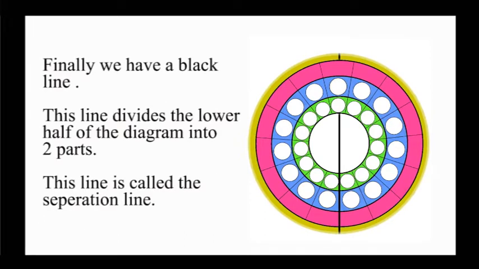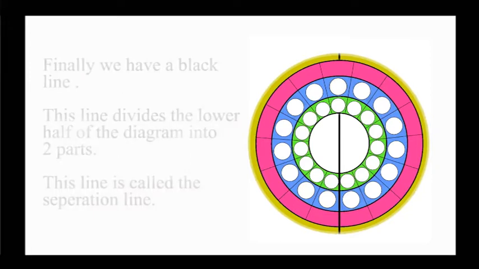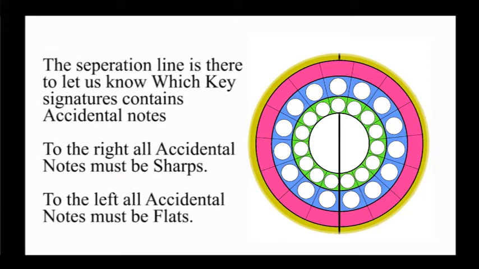Finally, we have a black line. This line divides the lower half of the diagram into 2 parts. This line is called the separation line. The separation line is there to let us know which key signatures contain accidental notes. To the right, all accidental notes must be sharps. To the left, all accidental notes must be flats.